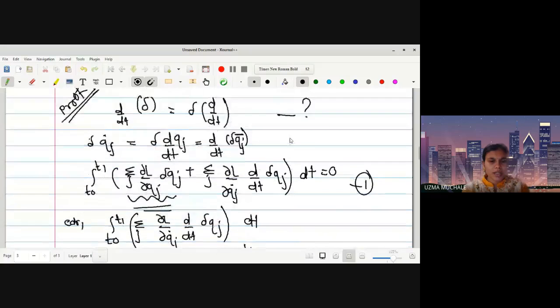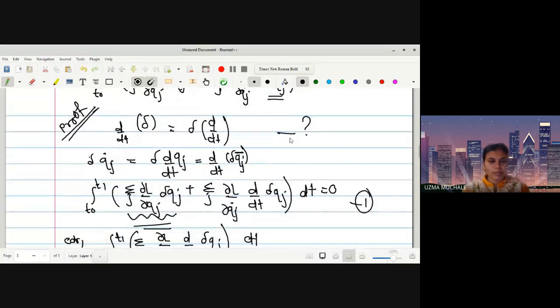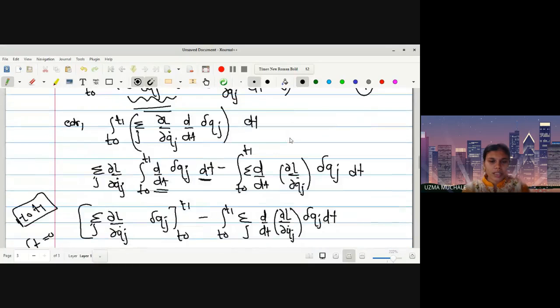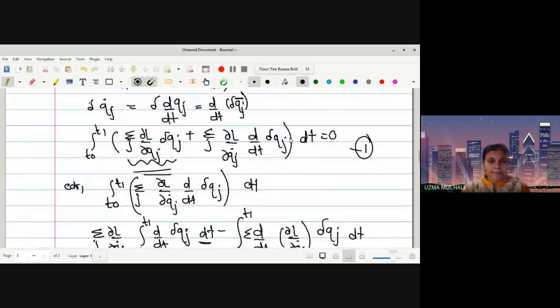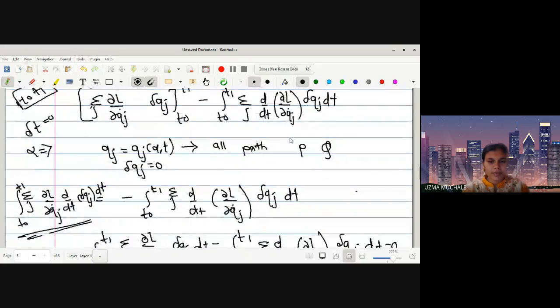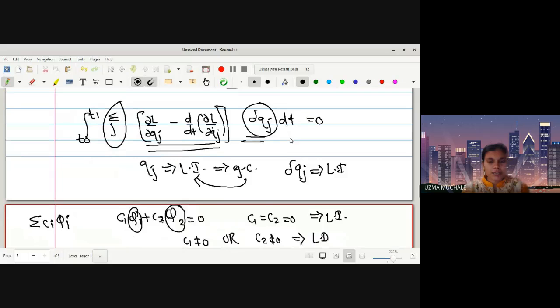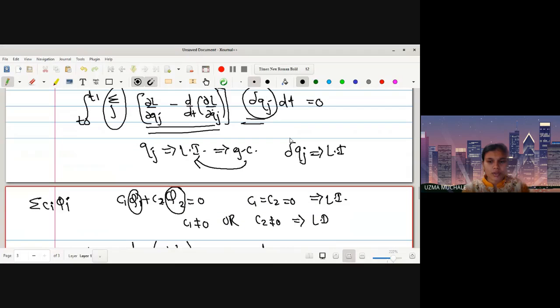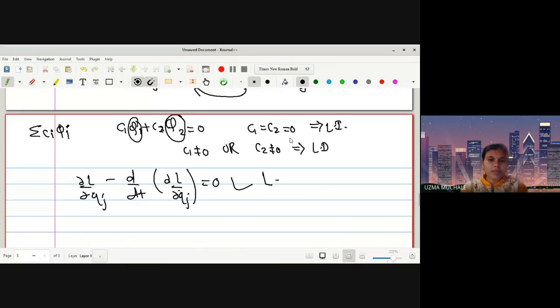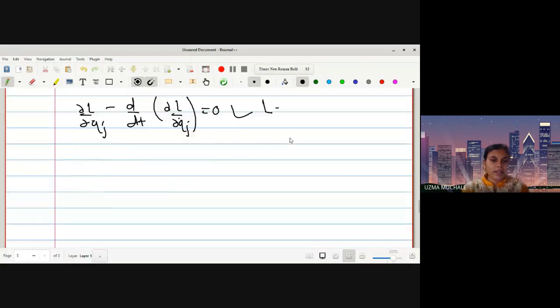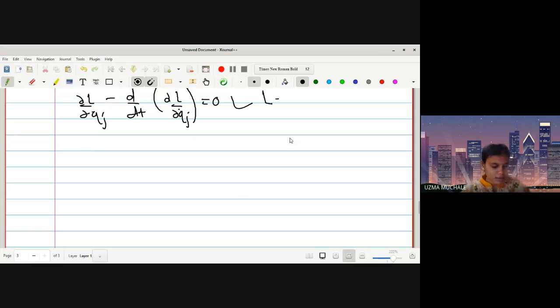Then use this condition. Since I also don't know what is a proof for this, after using this condition, find out the value of the second term from equation 1. After finding the value of the second term from equation 1, we get the result. And in this result, if Qj are linearly independent, delta Qj's are also linearly independent by definition of a generalized coordinate. And hence we can say the value of those brackets is equal to 0, and hence the result.